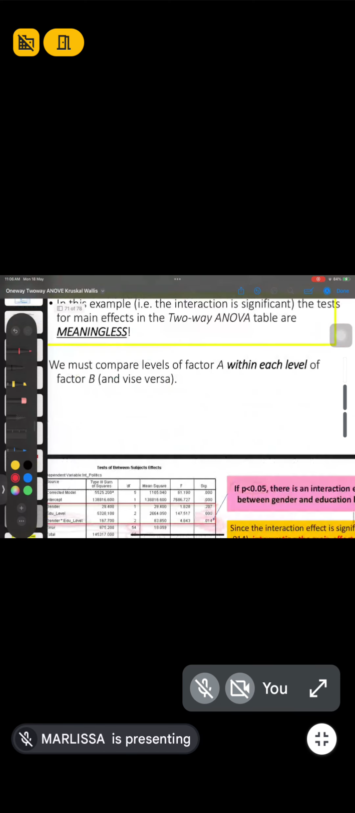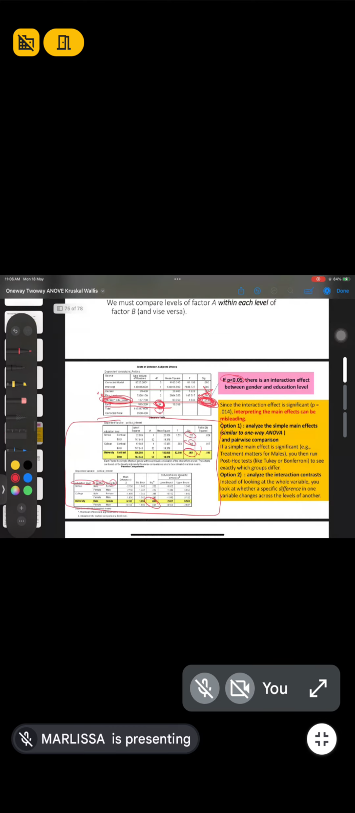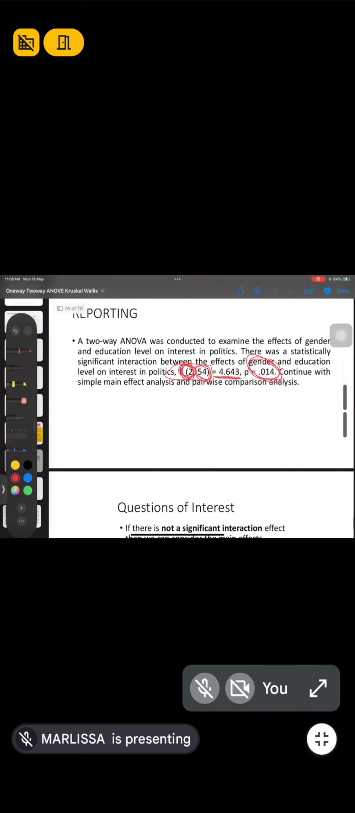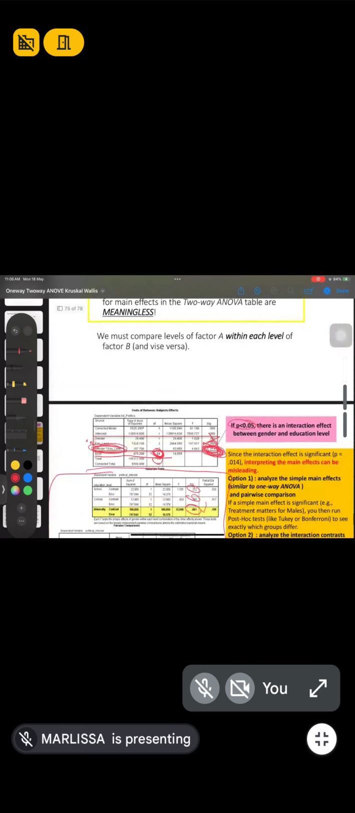Yeah, this part. Error 54 here, the degree of freedom. The 2 means that you have two factors, two independent variables. If you have 3 independent variables, then you have to write 3 here. And then 4.643 is the value of the F statistic.